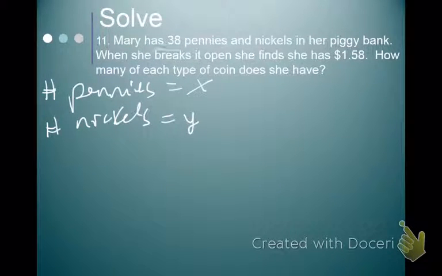Now, again, two situations. We have to create an equation that models the number of coins, and then the value of the coins. Because if I add the number of coins up, they have to be 38. So there's going to be so many pennies, so many nickels, I add them up, and they're going to have to equal 38. Now, the total value is $1.58. I'm going to write this out as cents and not in terms of dollars. So I'll make this 158 cents.